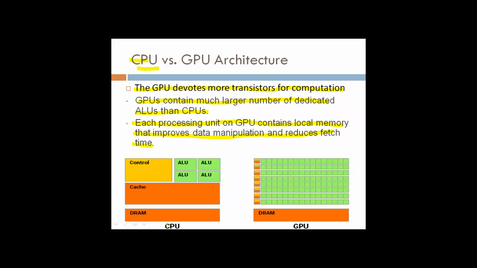So it improves data manipulation and reduces the fetch time. If we see the architecture of the CPU, it has a control unit, there are only 4 ALUs, there is a cache and there is the dynamic RAM. But if we see the right side, the basic architecture of GPU, it has a number of processing units, and each processing unit has its own ALU. And there is the common dynamic RAM, which is also called the global memory.